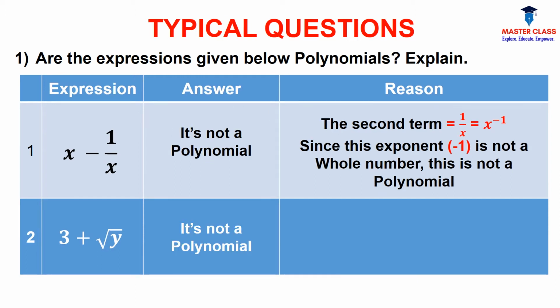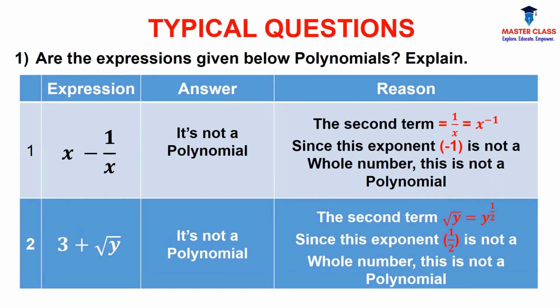Let us now take a look at the second expression, which is 3 plus root y. This expression is also not a polynomial, so we write it's not a polynomial. The reason for this is that the second term, which is square root of y, is equal to y to the power of 1 upon 2. Since this exponent 1 upon 2 is not a whole number, this is not a polynomial.